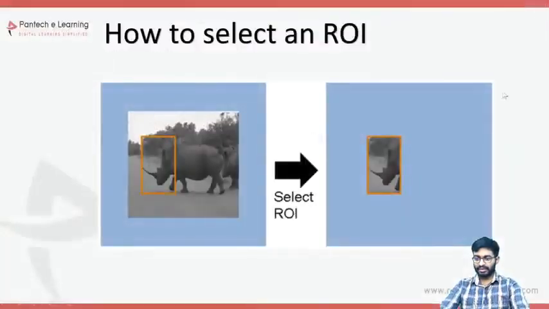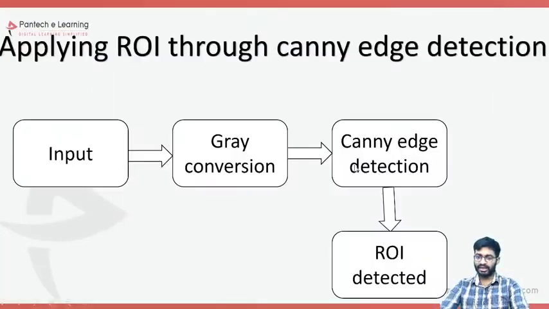So next, let us apply our Canny edge detection to detect the ROI. In this Canny edge detection, what process are we going to follow? First, we provide the input image, and from that the gray conversion is done, and from that the Canny edge is applied. Through the Canny edge we will apply the contour directly. So the entire ROI applied here, we will be able to see as the output displayed image.